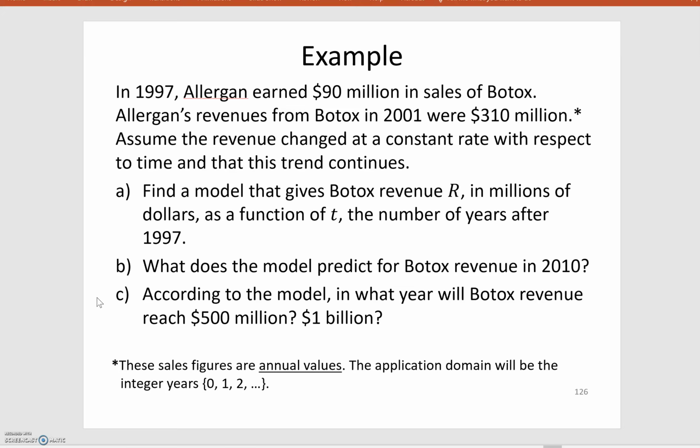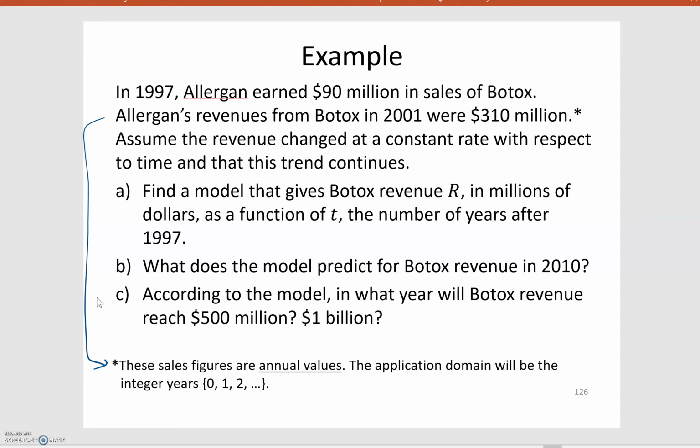Notice that these sales figures are annual values. So the application domain is going to be a little bit different. So we just have integer years 0, 1, 2, 3, 4, and then each one of those integers corresponds to an annual revenue. So we don't have like January revenue, February revenue. We just have 1 year per revenue. So our domain is discrete.